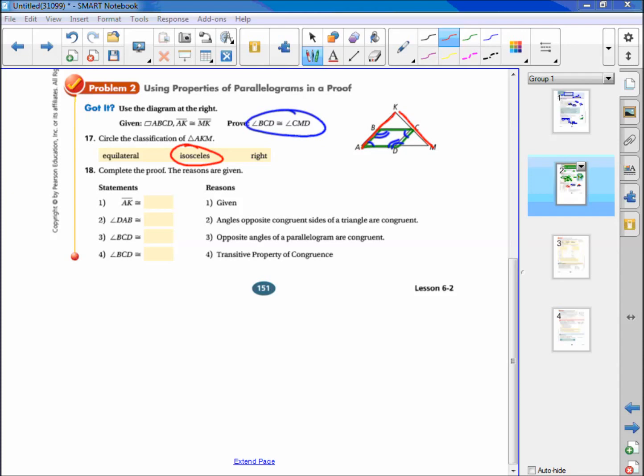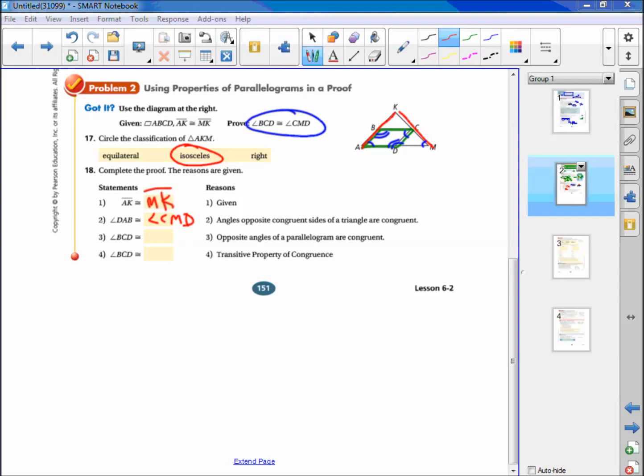So our first statement should say AK is congruent to MK, and that's just our given. Okay, and then we have angle DAB is congruent to some other angle, and our reasoning here is the angles opposite congruent sides of a triangle are congruent. So if you look at KM, A has a 1 mark in the corner here, and if you look at AK, then M should have a 1 mark in the corner also. So I could put a little 1 mark here. So that's going to be angle CMD.